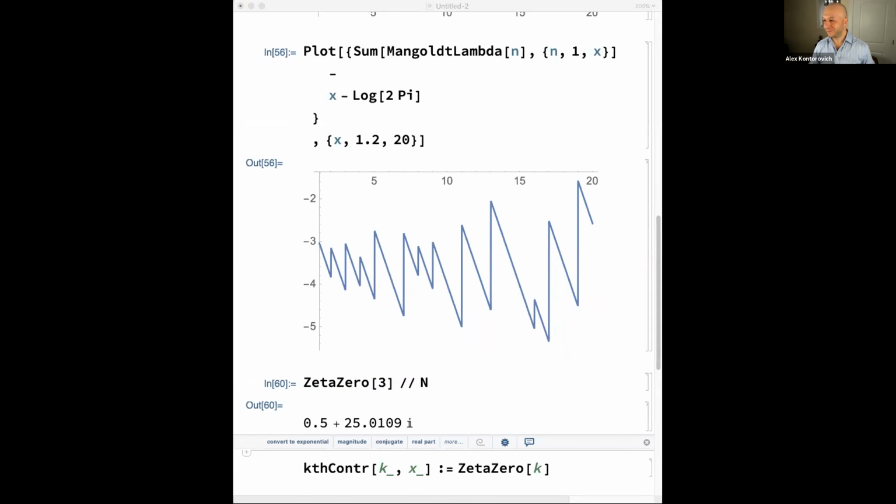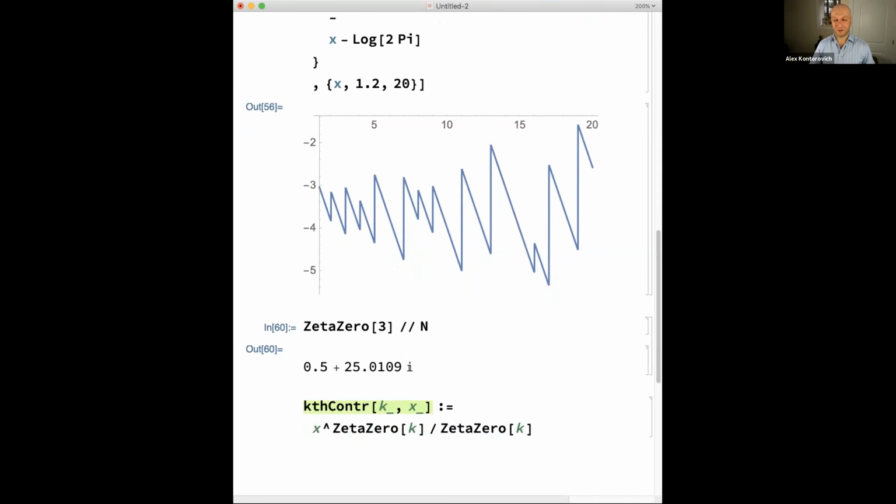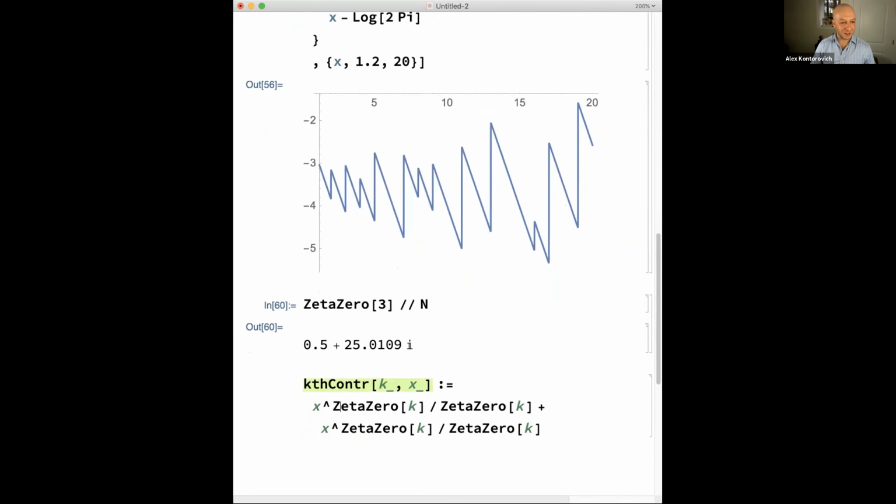So far, so good? You see what I'm doing? So what I'm going to do is take x to the rho divided by rho. That's not a very good, that's not going to converge. I have to take them in conjugate pairs. So if there's a zero at 1/2 plus 14i, there's also a zero at 1/2 minus 14i. So that is plus x to the 1 minus zeta zero divided by 1 minus zeta zero.